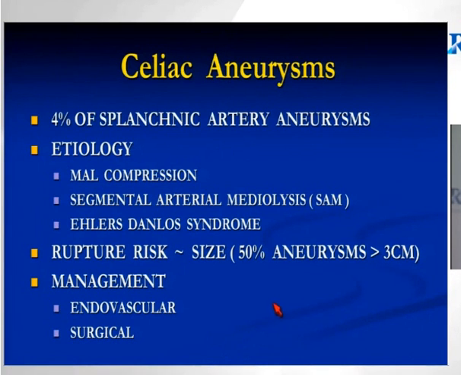Celiac aneurysms are about 4% of splenic artery aneurysms. These are some of the etiologies that we've heard of. The rupture risk relates to size, and the management can be endovascular or surgical.